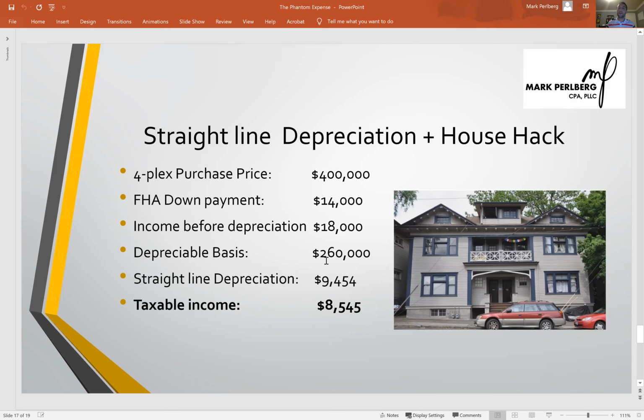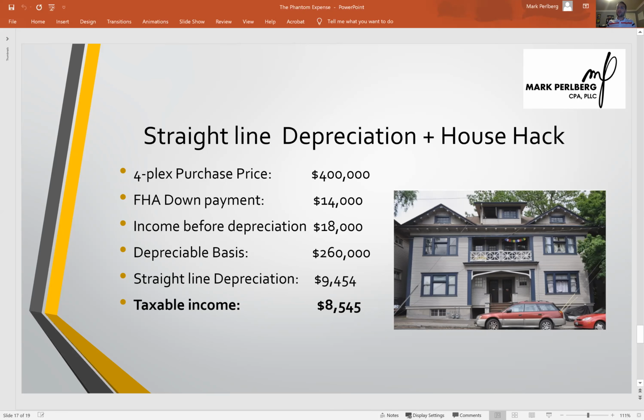And our depreciable basis is $260,000. This was an estimate made considering that we have a 4-unit property in this picture, right? So you live in one of the units right here, you rent out the other 3 units. So roughly 3/4 of the building we are going to be allowed to depreciate. And remember, we can't depreciate the land. In this instance, I would estimate that our straight line depreciation would be roughly $9,454, resulting in taxable income of $8,545. And this is before considering some other tax strategies that may be able to reduce your taxable income even greater.